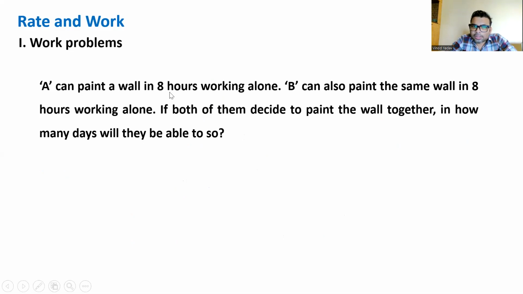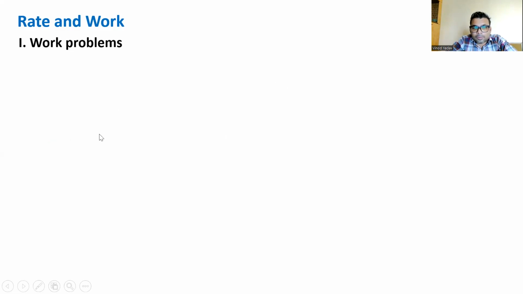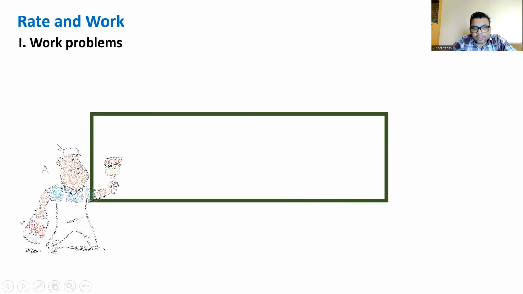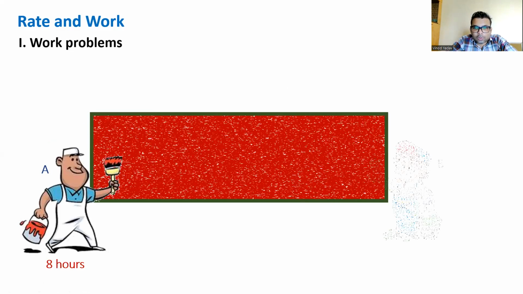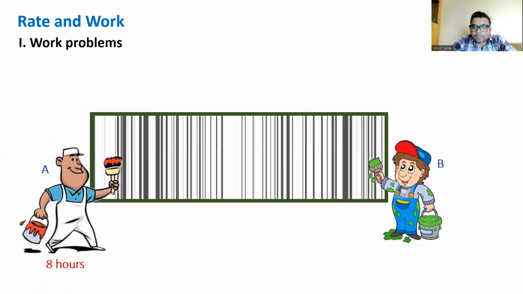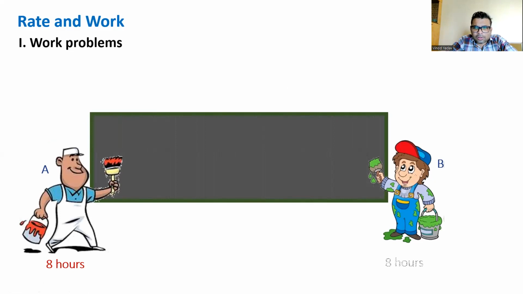A can paint a wall in 8 hours working alone. B can also paint the same wall in 8 hours working alone. Now, if both of them decide to paint the wall together, then in how many hours will they be able to do so? Let's visualize. If A is painting, he can paint the entire wall in 8 hours working alone, right? Similarly, when B paints the wall, he can paint the entire wall in 8 hours working alone.